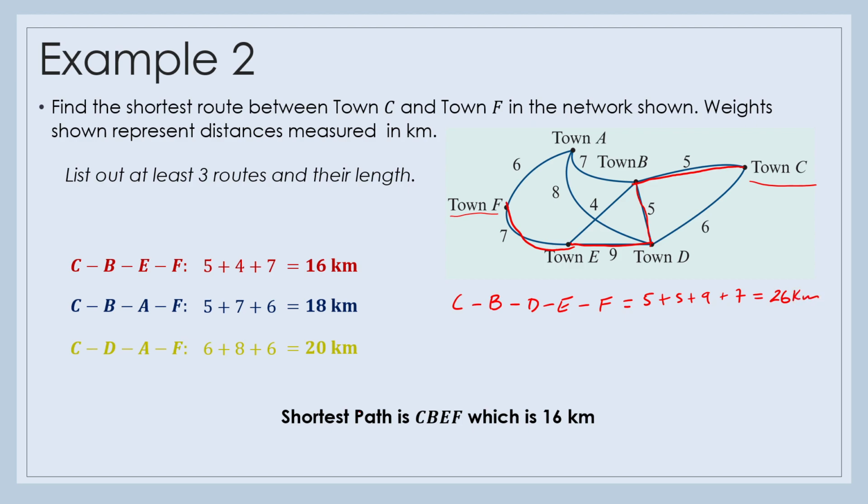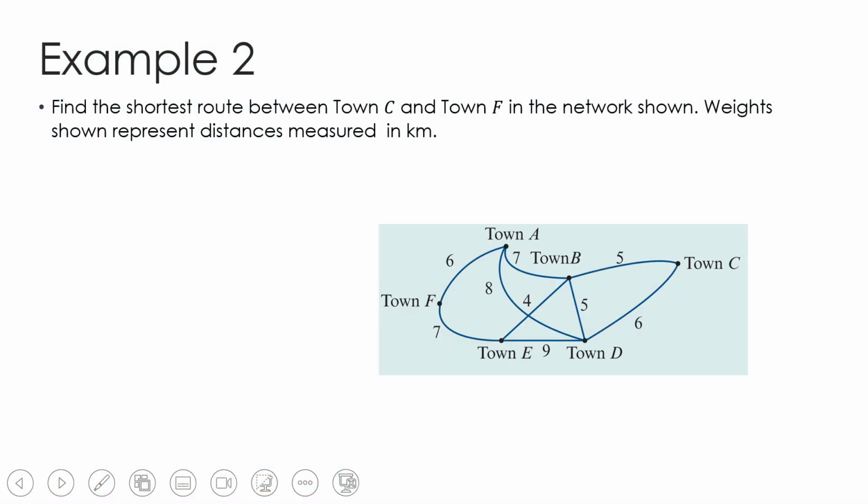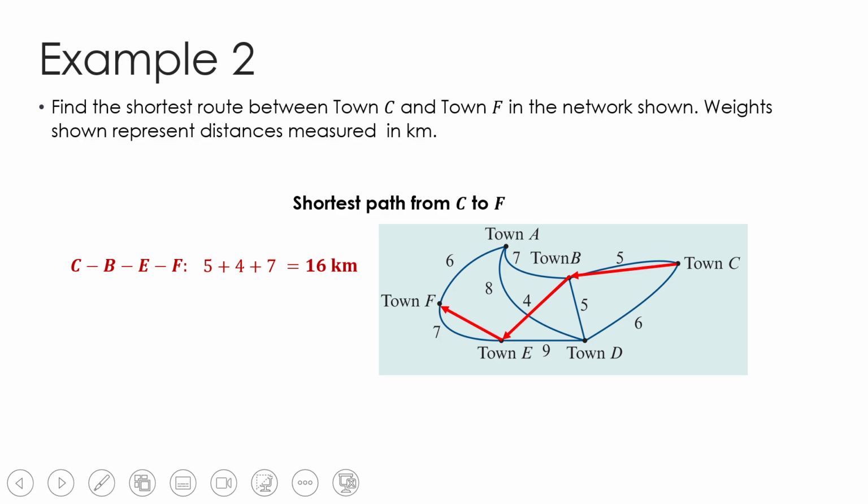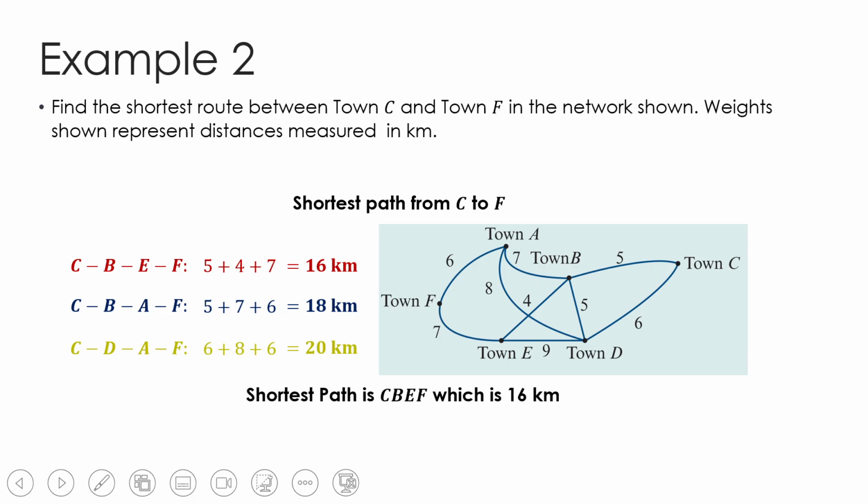So we've got to come up with a slightly better method than just listing every single path to go from C to F. We've got to come up with a better option for doing this. So we had this one here at 16 kilometres, as we said before. We had this one at 18. We had this one at 20. And we just did that.